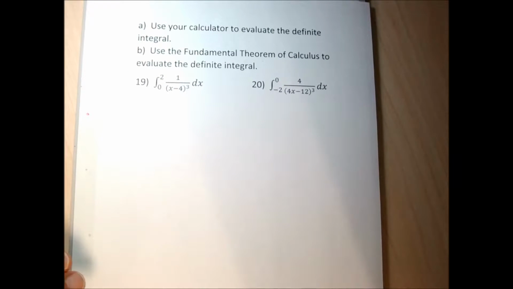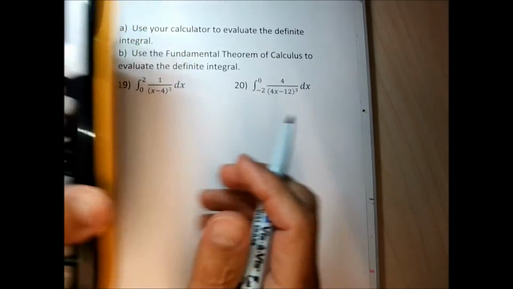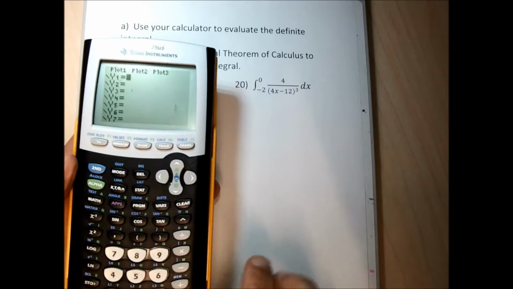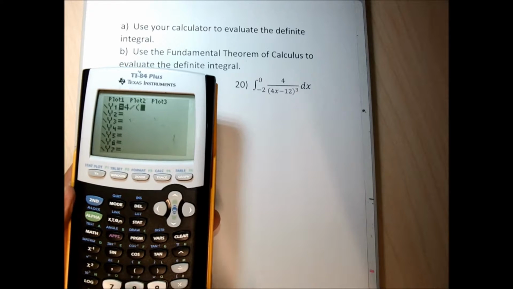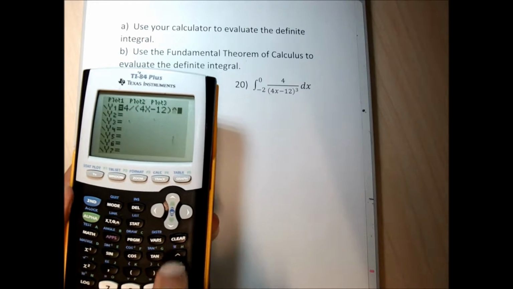So let me do 20. 20, it's on my calculator, it doesn't matter how it's written. So let me do 20 on my calculator. So y equals, and then 4 divided by 4x minus 12 cubed.